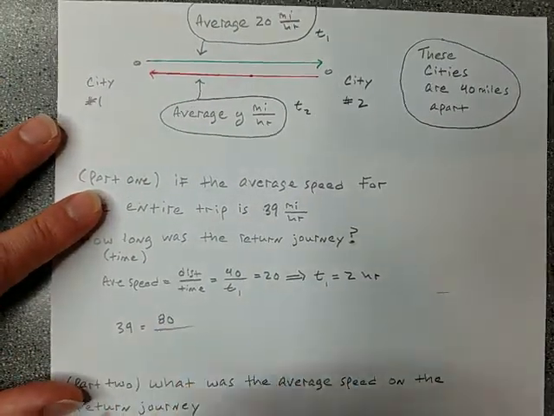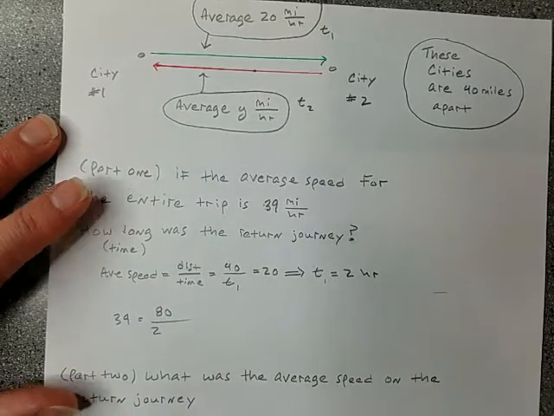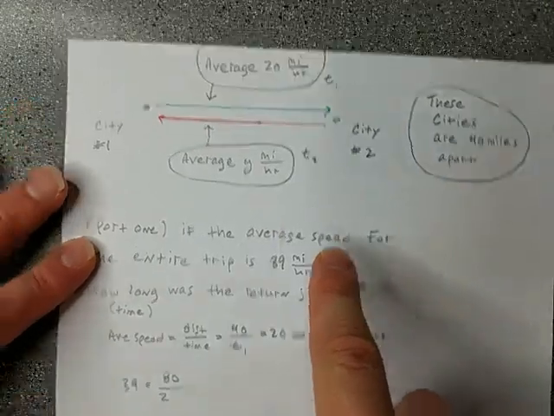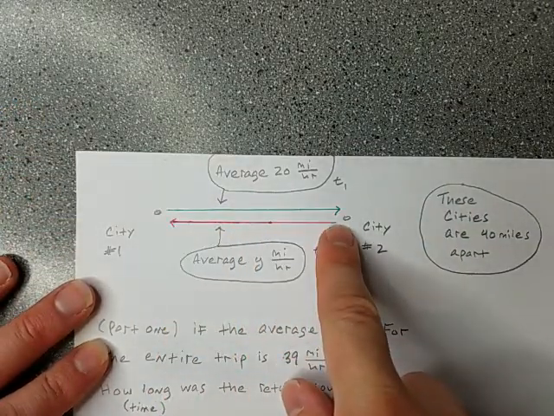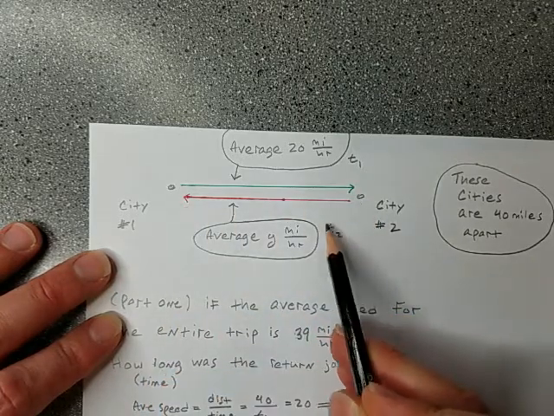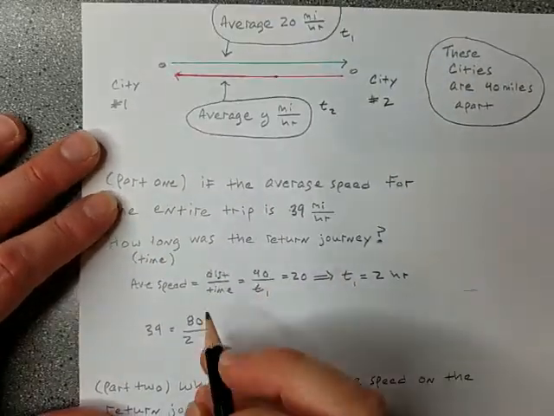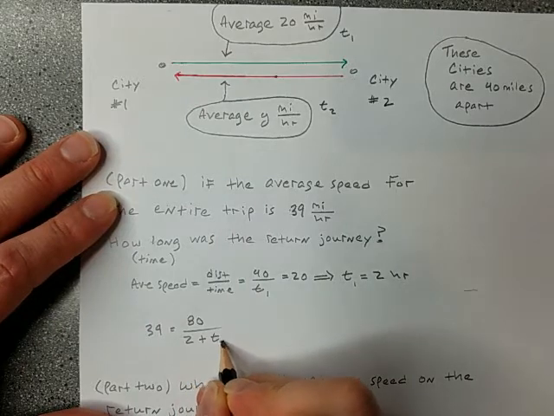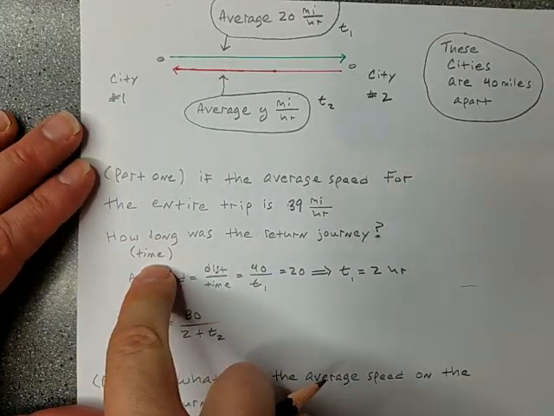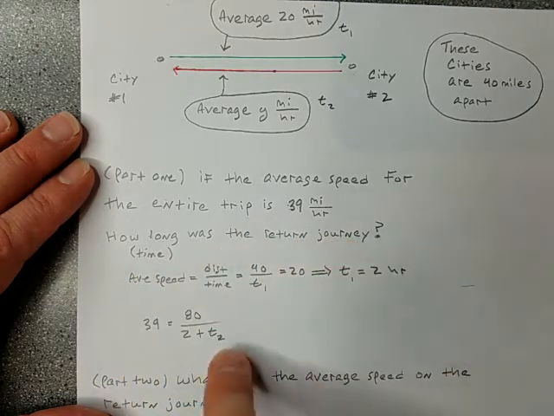Okay, and then over the total time. Well, okay, so the total time, we just figured out it took us 2 hours to get from city 1 to city 2. The return trip from city 2 back to 1, T2, we don't know. That's what we're looking for. So here's your equation to figure out how long in time the return journey was.